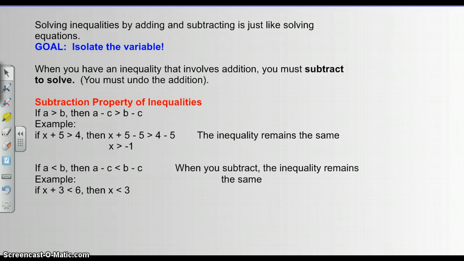If A is less than B, then A minus C is still less than B minus C. When you subtract, the inequality remains the same. As long as you're doing the same thing to both sides, the inequality will remain true. So for example, if x plus 3 is less than 6, then if I subtract 3 from both sides, I get x is less than 3.